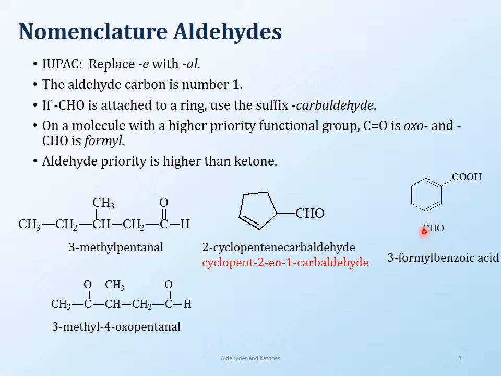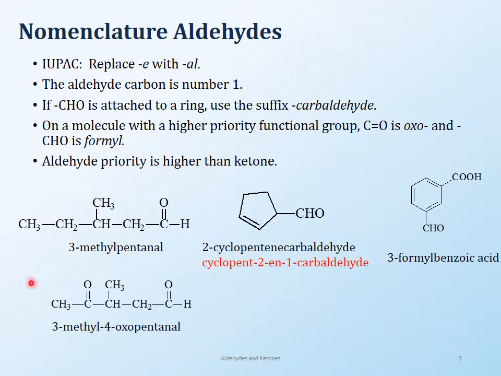Now in this case, if there was no CHO, you'd be calling this benzoic acid. If there was no carboxylic acid, you'd be calling this benzaldehyde. Okay, but because you have both of these, carboxylic acids take precedence over aldehydes, which means you have to call this a formyl group. So this is 3-formyl benzoic acid.